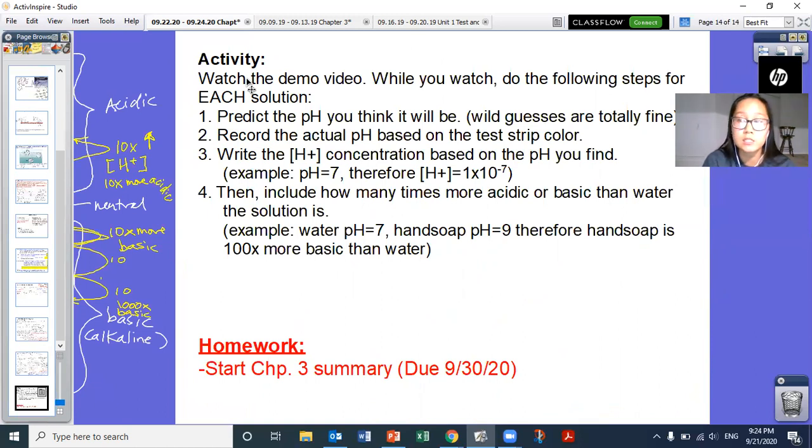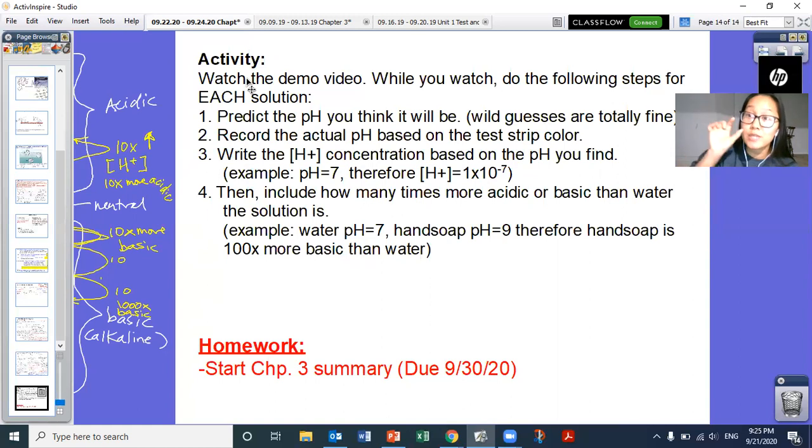So the first thing for each solution that I introduce, for example, if I say this first one we're testing is going to be milk, you're going to write down the name of the solution and then predict what pH you think it will be. Any number between 0 and 14. If you're not sure, just make a guess. It's okay. For the second part for each solution, record the actual pH.